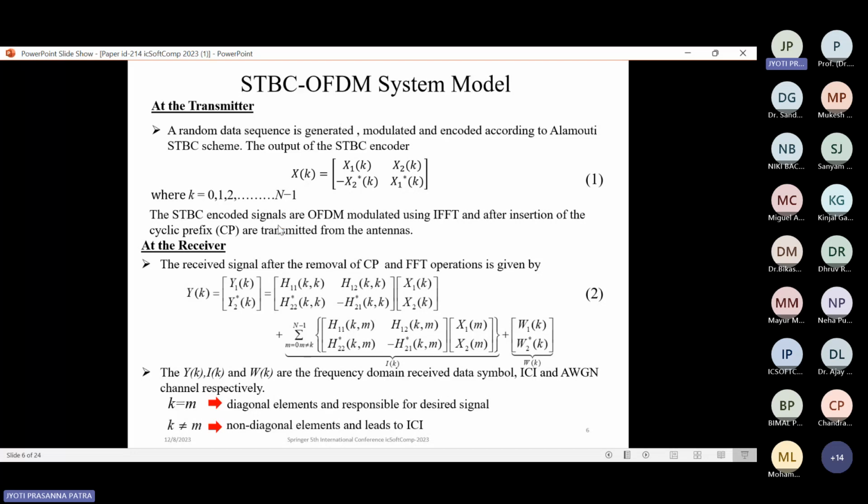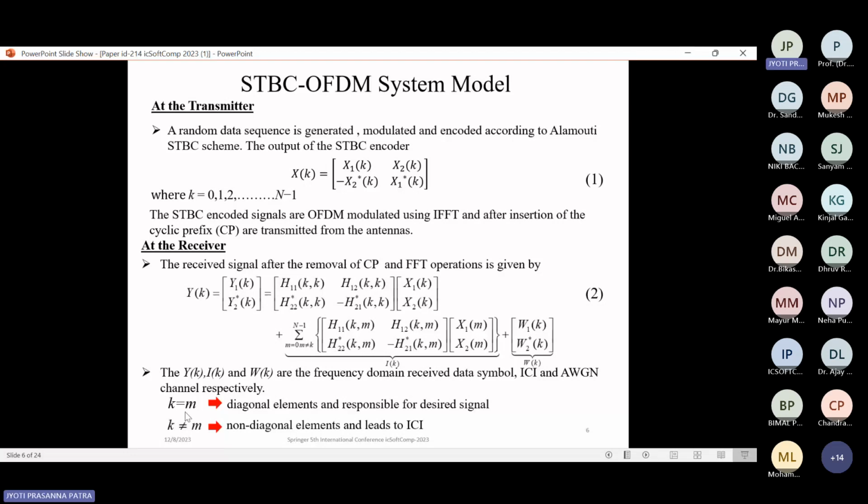The STBC encoded signals are OFDM modulated using IFFT, and after insertion of the cyclic prefix are transmitted through the channel. At the receiver end, first we remove the cyclic prefix and then perform the FFT operation. We see that y is equal to HX plus ICI plus w, where HX is my desired diversity term, and then this is the ICI.